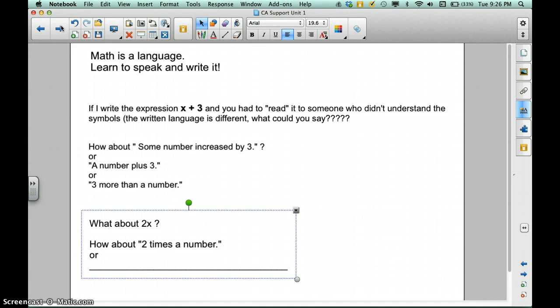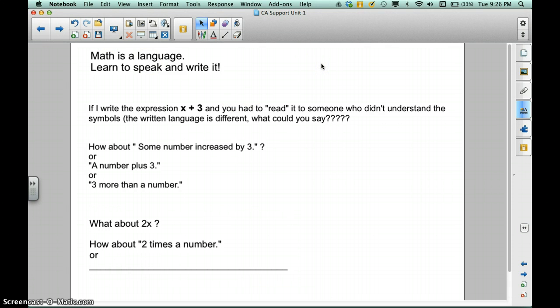If I write the expression x plus 3, and you had to read it to someone who didn't understand the symbols, the written language is different. What could you say? So this is just like any other language. If you looked at Chinese symbols, you wouldn't know what the letters stood for or what they meant, and you have to learn it, and math is the same way.